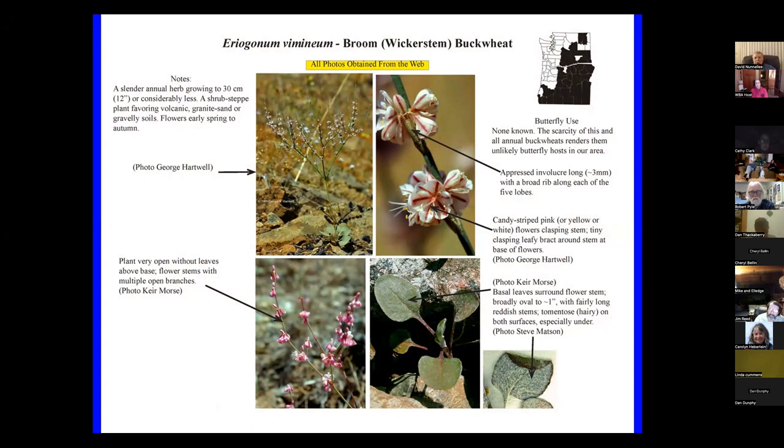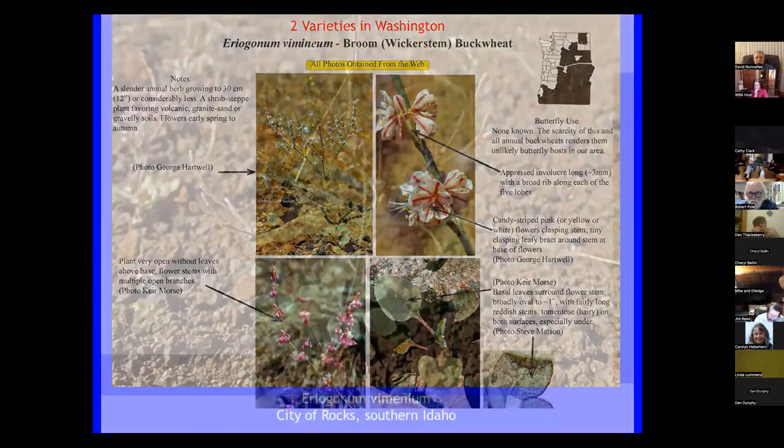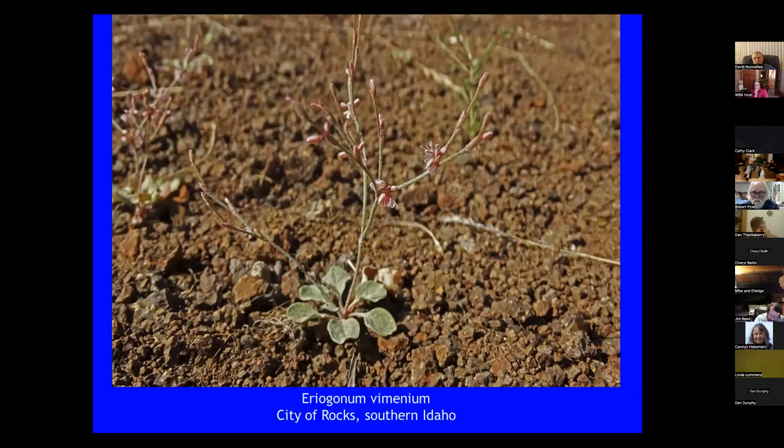This is our other annual in that same group, and this is closely related to the one we just saw. This is Vimenium, the broom buckwheat. This is found mostly in the southern parts of Washington, like just north of the Blue Mountains and again down along the Tucannon River area. There's two varieties of this in Washington. And this is a closer look at a Vimenium plant. This is a picture I actually took down in southern Idaho, but it's the same plant that we have here.